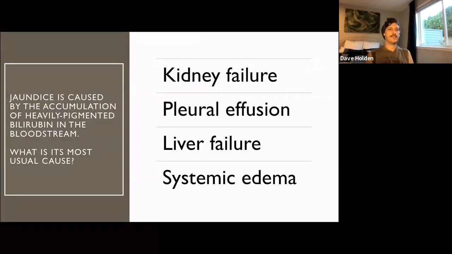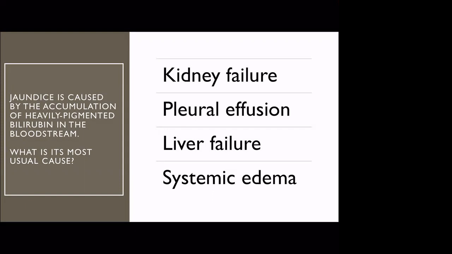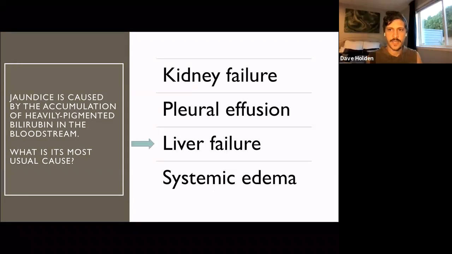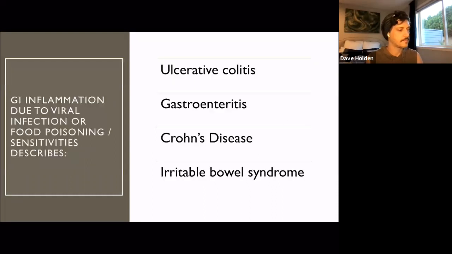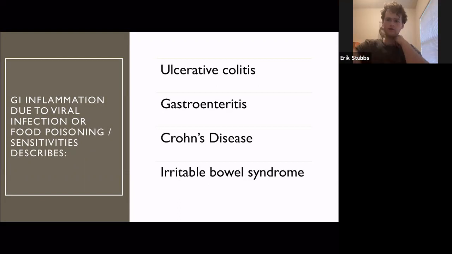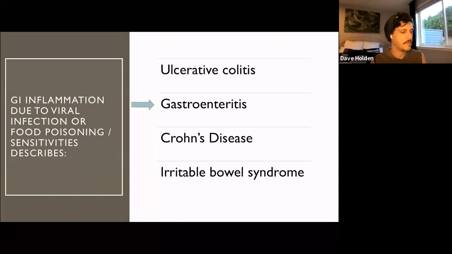Jaundice is caused by the accumulation of heavily pigmented bilirubin in the bloodstream. What is its most usual cause? Liver failure. Liver failure. When you see jaundice, I usually, first thing, think liver. Next up, GI inflammation due to a viral infection or food poisoning or food sensitivities. Which condition are we describing? Gastroenteritis.